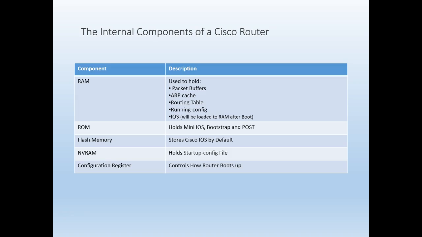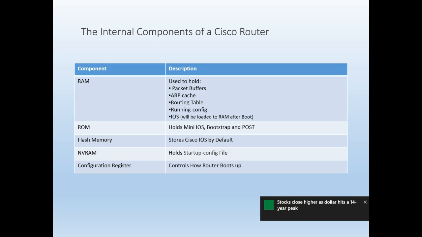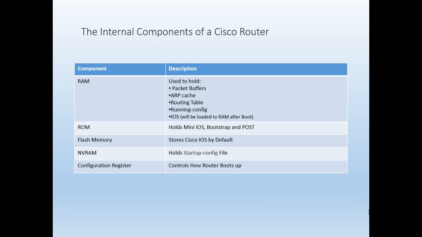The operating system is in RAM after it's loaded. It's going to be in flash memory for permanent storage, as you'll see down there in a little bit. The ROM holds the mini IOS, a real basic operating system. And again, at the end, when we do the password recovery, you'll see what it looks like. It really does have an extremely small set of commands. And then NVRAM, non-volatile RAM, holds the startup config file.